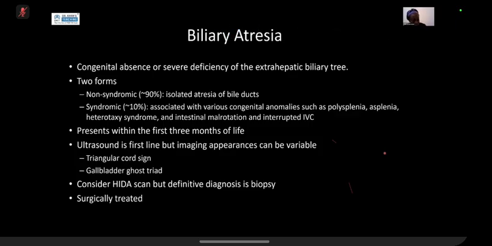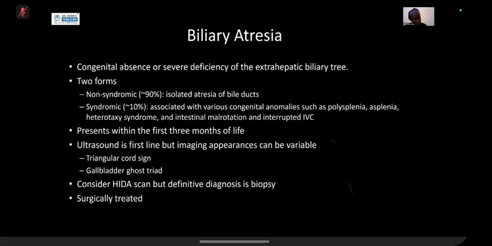the concern is that they've got biliary atresia, and we need to pick it up as early as possible so they can go on to have the Kasai procedure, which prevents them going on to develop cirrhosis. So ultrasound is the first line imaging, as I've said, and we're looking for those atretic fibrotic bile ducts, which is the triangular cord sign, and we're looking for the abnormality of the gallbladder. So often with biliary atresia, you do not get intrahepatic duct dilatation. So if you have intrahepatic duct dilatation, then it's unlikely to be biliary atresia.